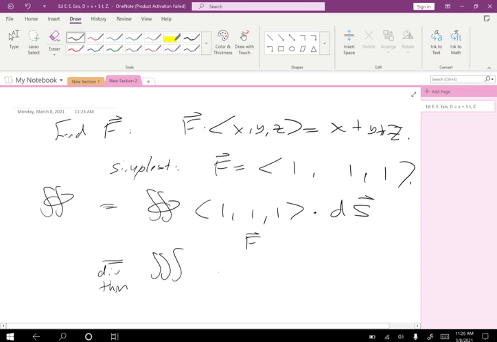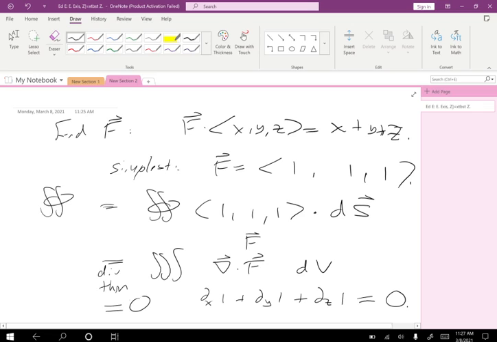We have our triple integral of del dot f dv. So notice that the divergence of this constant vector field, just like the derivative of any constant, is just 0. So we've actually shown that this integral is 0 in an almost trivial way.